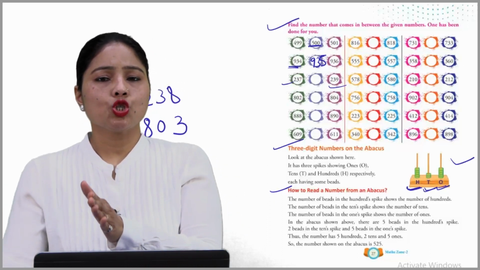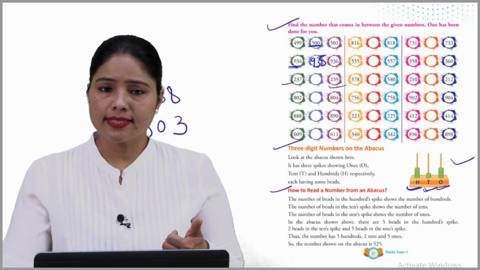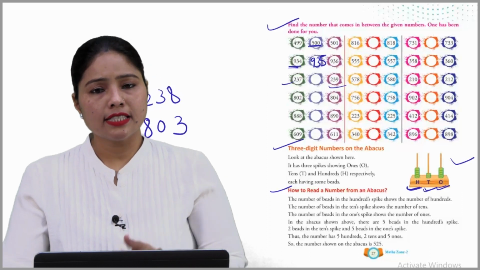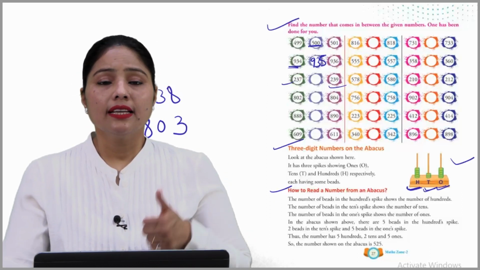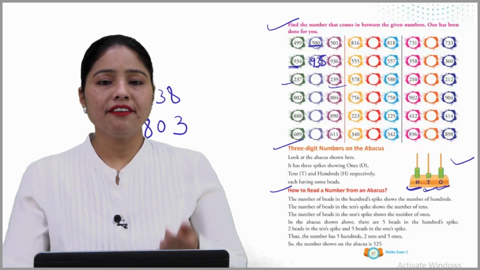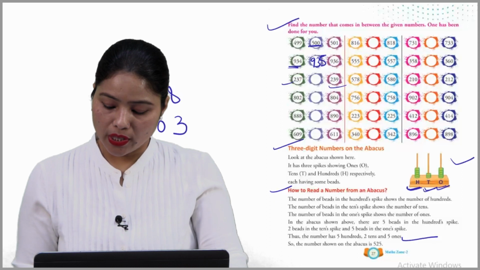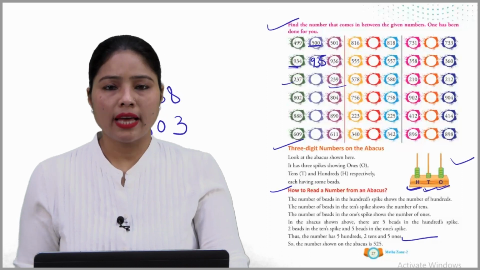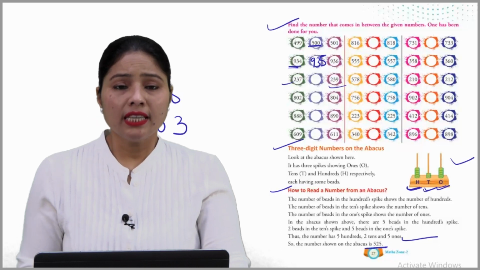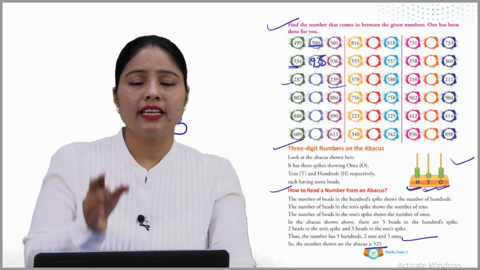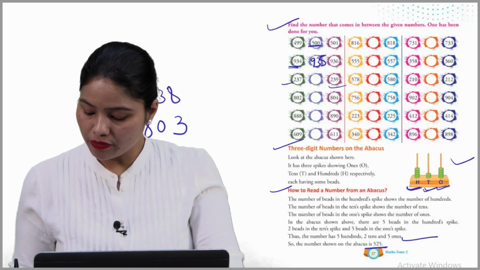In the abacus shown above, there are 5 beads in the 100 spikes, 2 beads in the 10 spikes, and 5 beads in the 1 spikes. Thus, the number has 5 hundreds plus 2 tens plus 5 ones. So, the number shown on the abacus is 525. This is how we read the numbers shown on the abacus. I hope you understood well, beta.